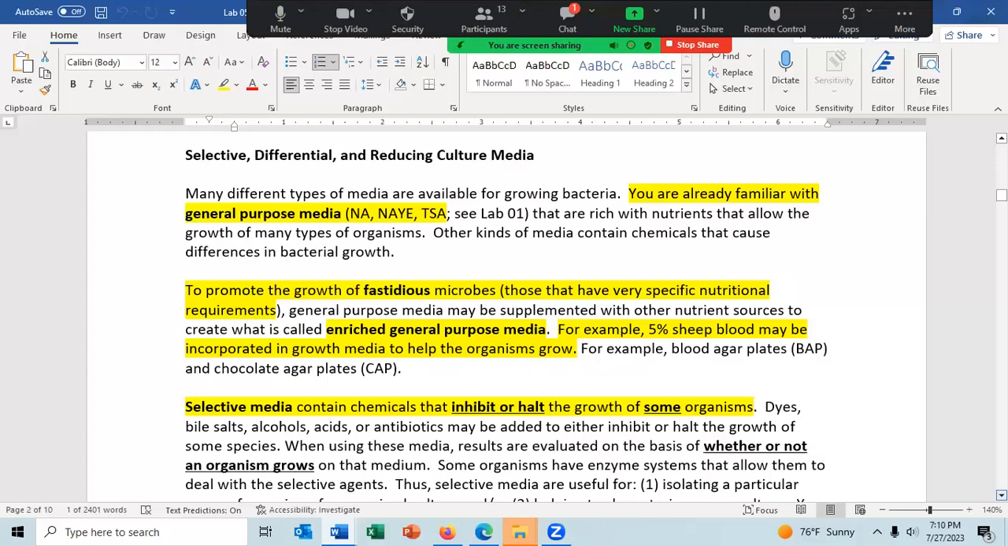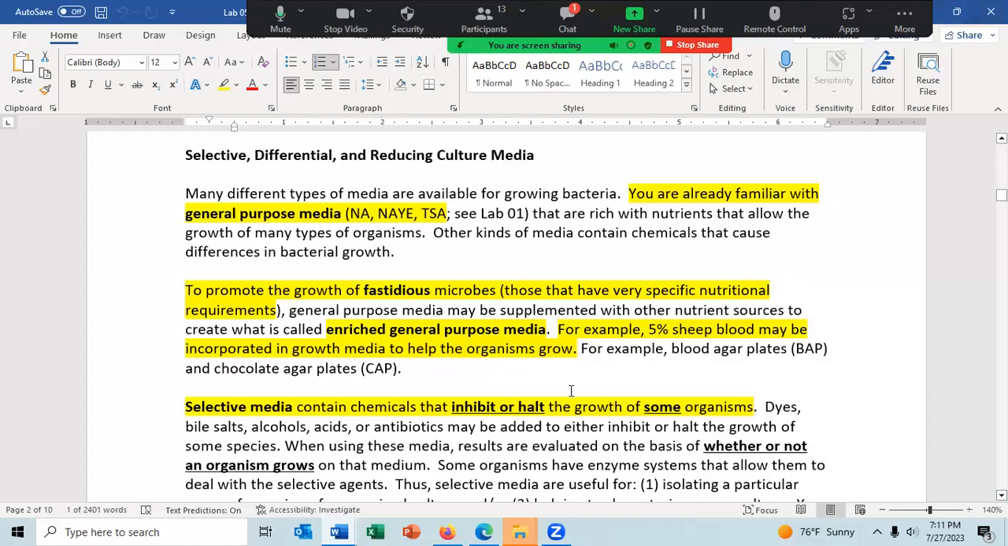To promote fastidious microbes, these are organisms that require specific nutritional additives, you have to use an enriched general purpose media, such as blood agar, which has 5% sheep's blood incorporated into, I think it's tryptic soy agar, to help the organisms to grow. And we usually call those blood agar plates, or BAP for short.